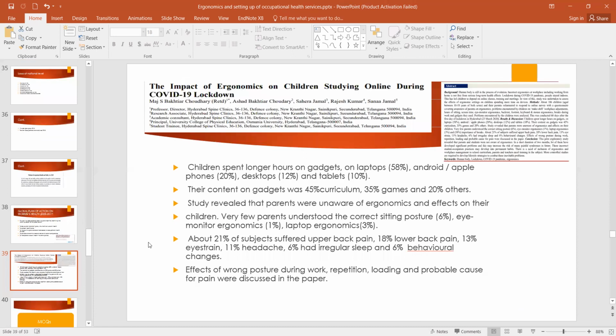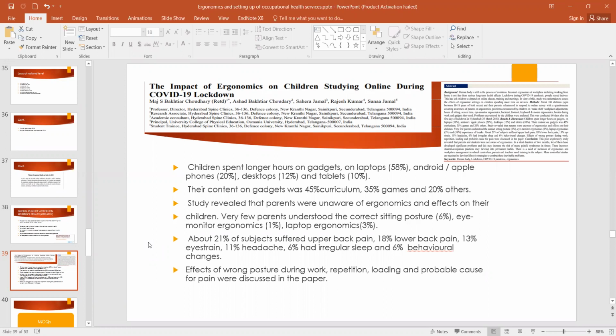This is one of the articles on the impact of ergonomics on children studying online during COVID-19 lockdown. The result of this article showed that children spent longer hours on gadgets: laptops almost 58%, Android phones 28%, desktops 12%, and tablets almost 10%. The content seen by the children on gadgets was 45% curriculum, 35% games, and 20% other content.